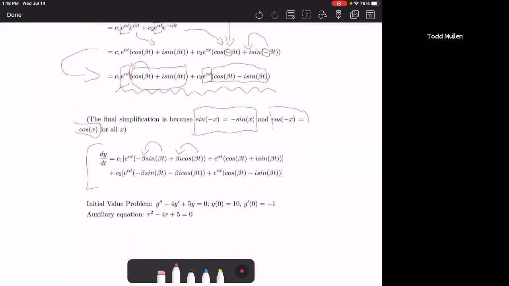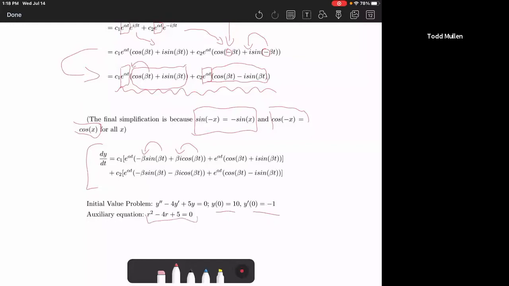Now, let's see if we can make use of this large derivative equation. We have an initial value problem. y double prime minus 4y prime plus 5y is equal to 0. And we have our two initial values. y of 0 equals 10 and y prime of 0 equals negative 1.